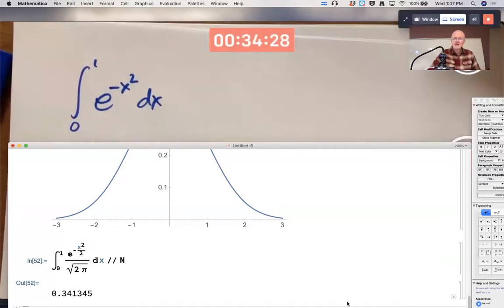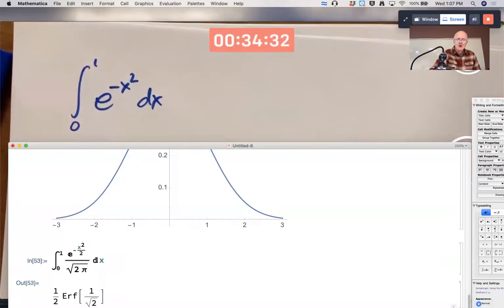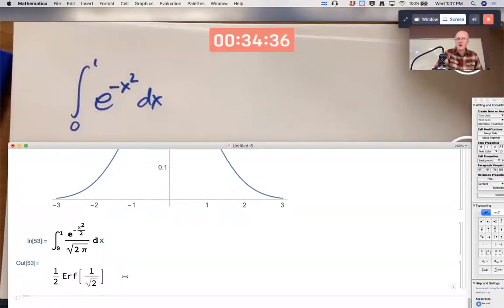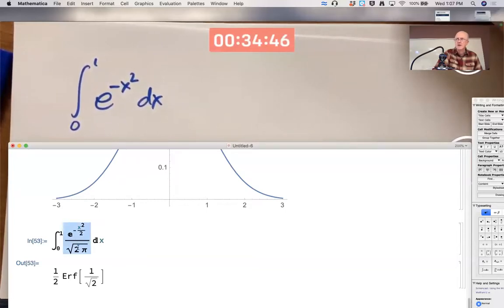What if I didn't put the /N? ERF. We've seen that before, right? ERF stands for error function. What's going on there? You cannot represent an antiderivative of this function in terms of elementary functions. What are elementary functions? They're all the functions you've all ever learned to this point, except for things like ERF.